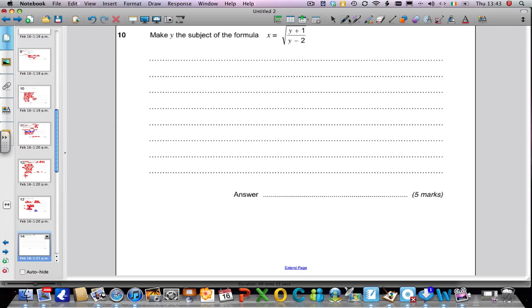We're asked to make y the subject of the formula. Now this can be quite tricky, but there's still marks to be had for having a go. 5 marks. So I'm going to start. I don't like this square root sign. Let's square everything. So we get x squared equals y plus 1 over y minus 2. Okay, so we're squaring.